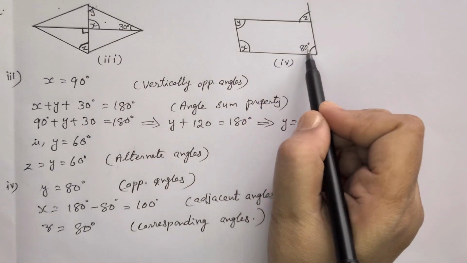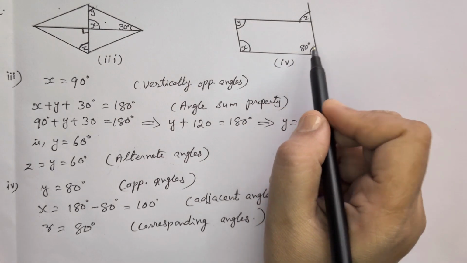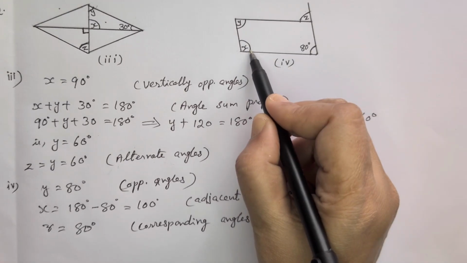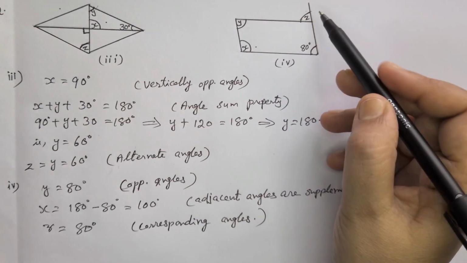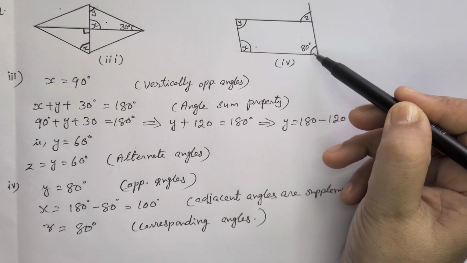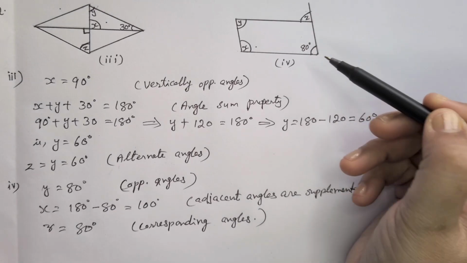So first we got Y is equal to 80, opposite angles are equal. Then X means these two are adjacent angles. So X is equal to 180 minus 80. This will become 100. Z and this angle, these two angles are corresponding angles. So corresponding angles are equal. Z also is equal to 80.